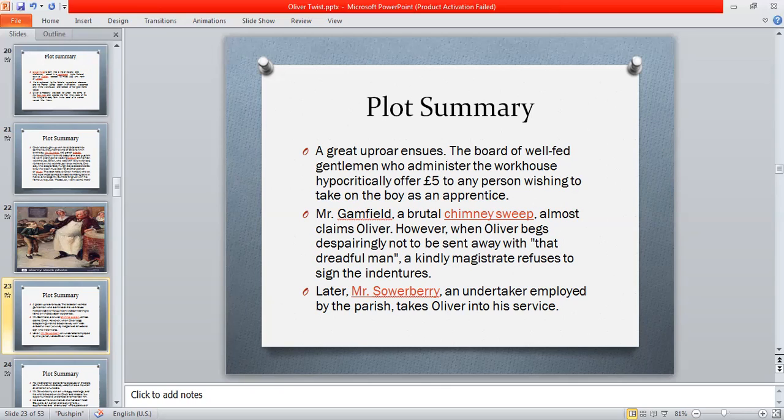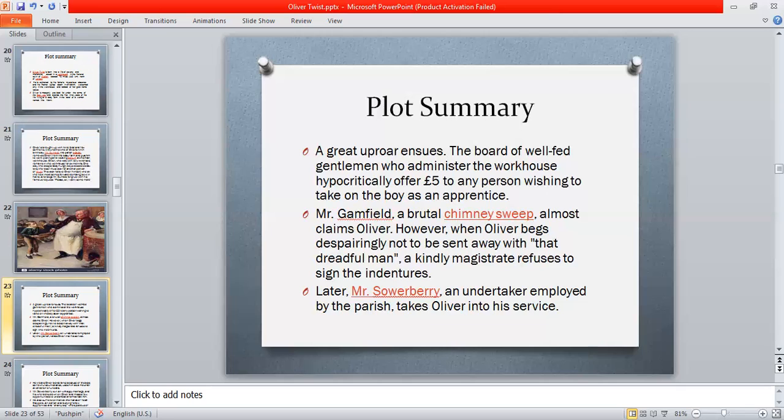However, Oliver doesn't like this idea because he knows quite well that chimney sweeping is a job of death. That's why Oliver begs despairingly not to be sent away with that dreadful man. A kindly magistrate, one of the judges, one of the members of the board, refuses to sign the indenture and refuses the offer of Mr. Gamfield.